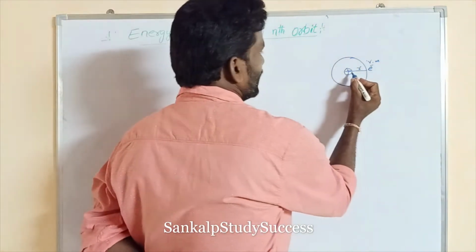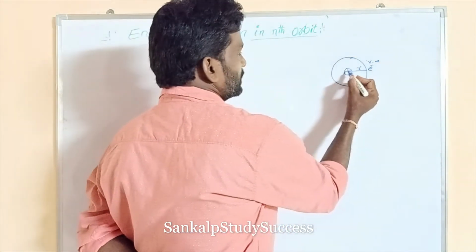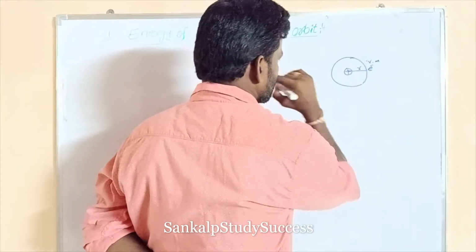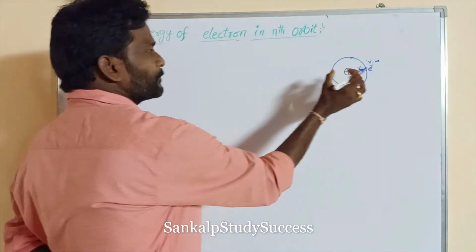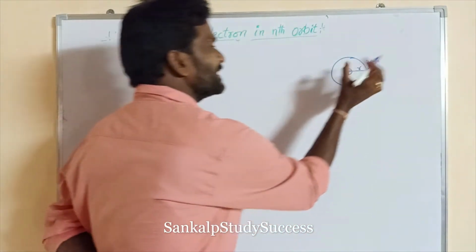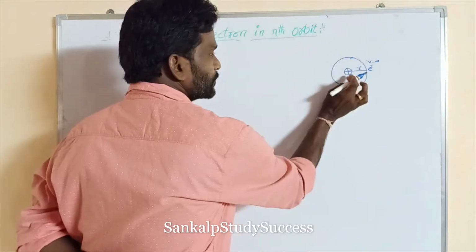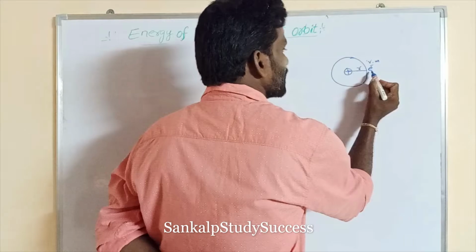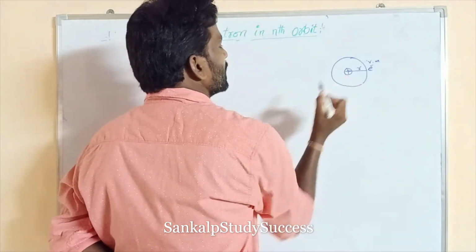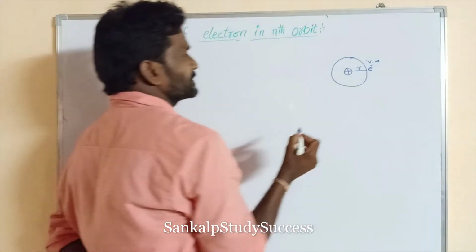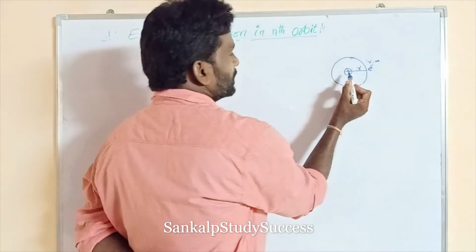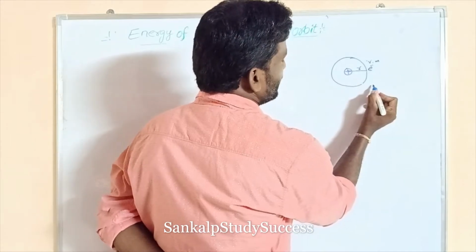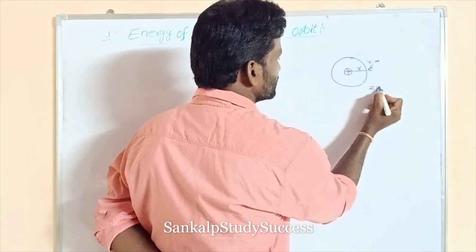Here the nucleus has positive charge and the electron has negative charge. So there is an electrostatic force of attraction between nucleus and electron. The charge of electron is negative, and the charge of nucleus is positive. Suppose the nucleus contains Z protons.